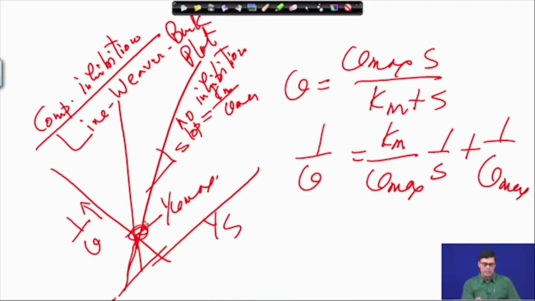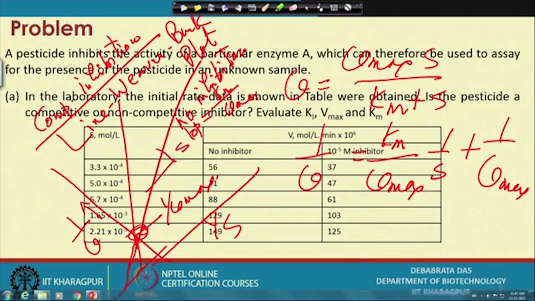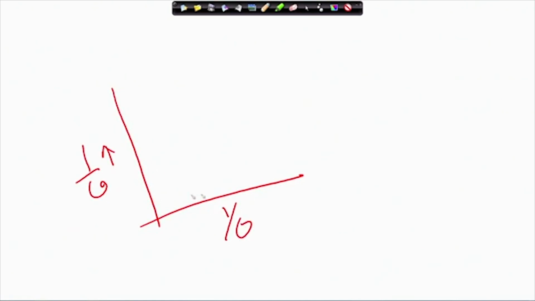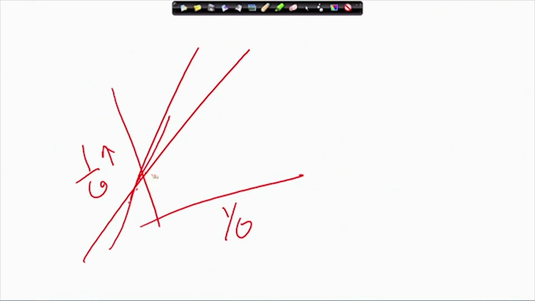So what shall we have to find out in this particular problem? We can find out the nature of the plot, and from the nature of the plot we can find out whether it is competitive. If the Lineweaver-Burk plot goes through the same point of intersection like this, then we call it competitive inhibition.